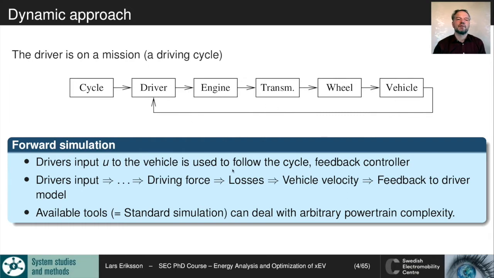We talked about that this path is forward, so we look at the driver's input. We give that to the engine, to the transmission, to the wheel, and then to the vehicle. And the vehicle speed is then fed back to the driver. So the driver is a feedback controller. This is standard simulation, and most available tools can do this kind of simulation. So we are more or less able to treat arbitrary complex powertrains with this type of simulation.